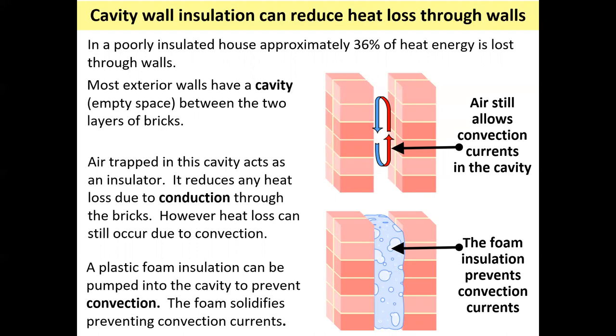And how this works is this foam will solidify, and because it's solidified, the air can't circulate. You can't get convection currents. So by having a cavity wall and having this solidified foam between the two walls, you will prevent heat loss through conduction, but also through convection.